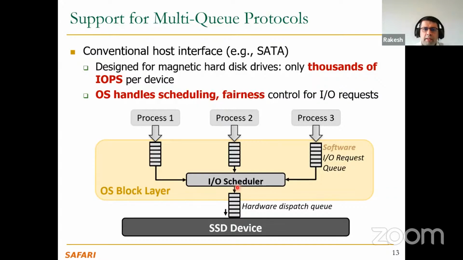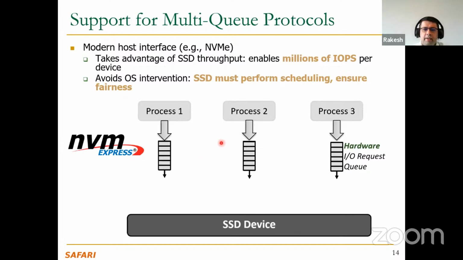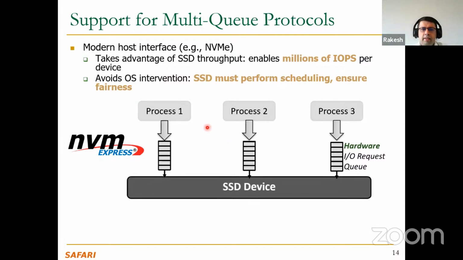Let's look at how a multi-queue SSD protocol works. Here, the NVMe protocol is a modern host interface protocol, and it takes advantage of the SSD throughput by avoiding OS intervention. Here, we still have per-core queues, which are hardware I/O request queues, but they directly interact with the SSD device, and the OS does not have to do the scheduling and the fairness control.